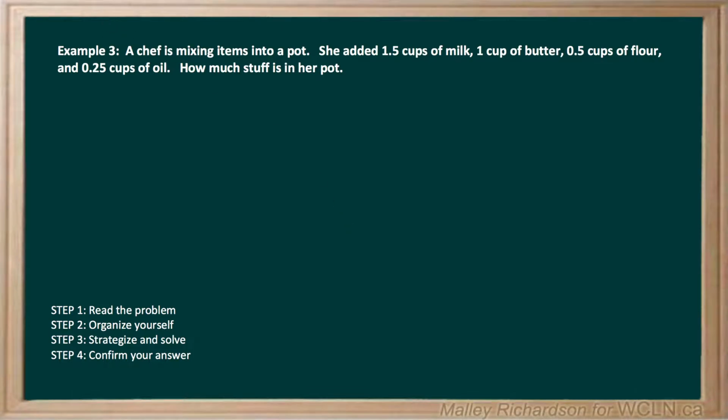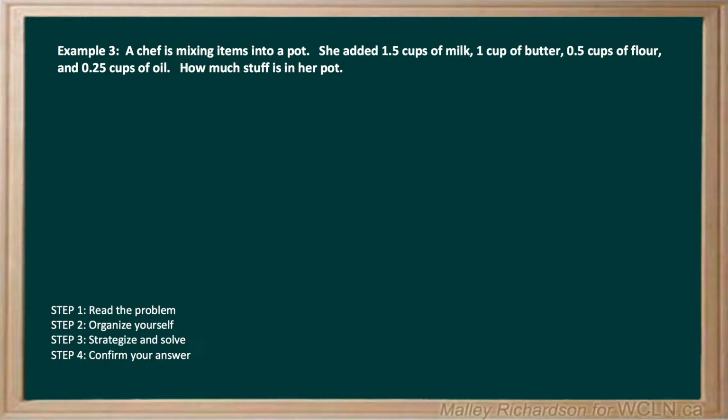For this word problem, we are going to take the same four-step process where step 1 is to read the problem. So in this problem, we have a chef is mixing items into a pot. She added 1.5 cups of milk, 1 cup of butter, 0.5 cups of flour, and 0.25 cups of oil. How much stuff is in her pot?